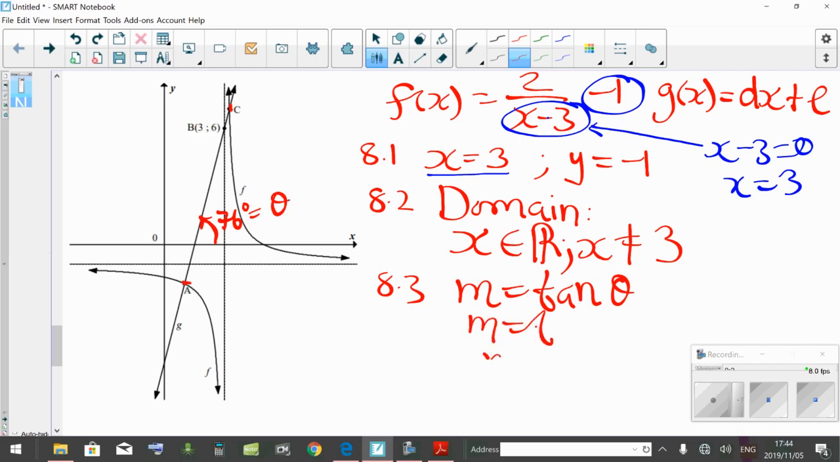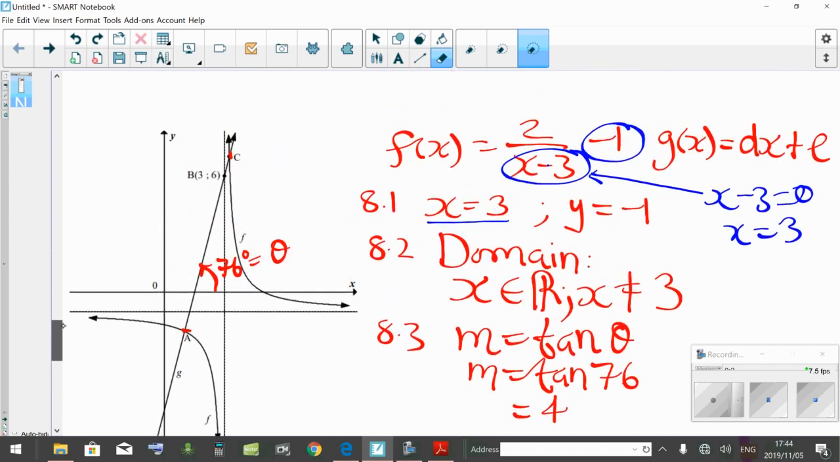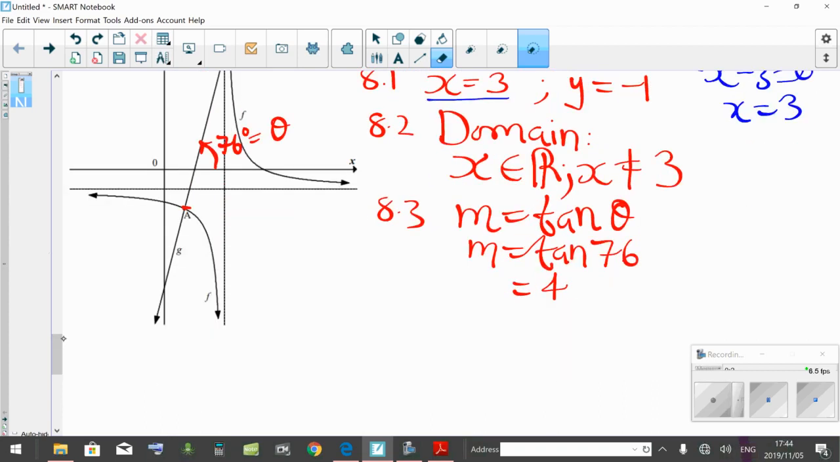We already have, from this formula, our gradient. M is equal to tan 76. If you calculate, you get 4.01. However, they want their answer to the nearest integer. So we're just going to round it off to 4. From this point now, remember an equation of a straight line is y is equal to mx plus c. Even though in this case they gave us dx plus e. So our answer here that we got, which we call m, is in actual fact d.